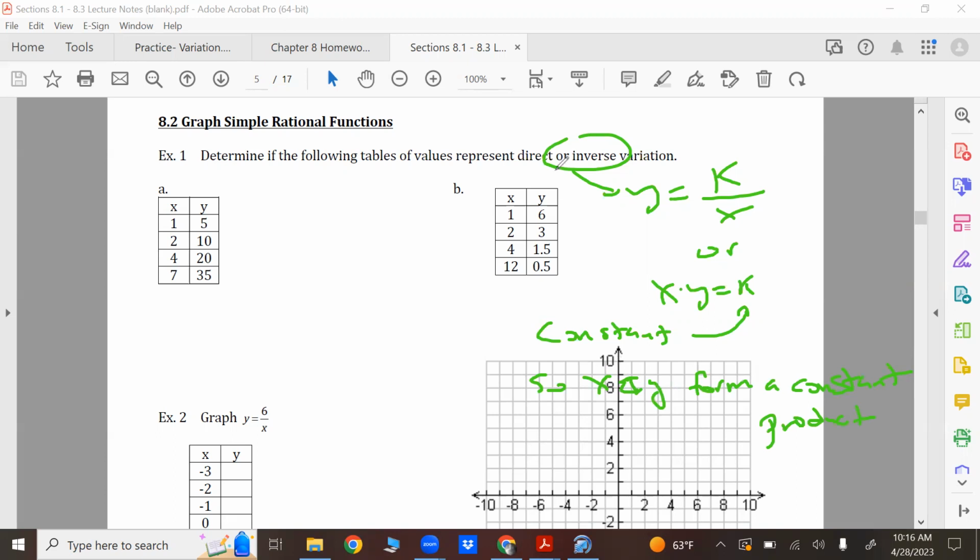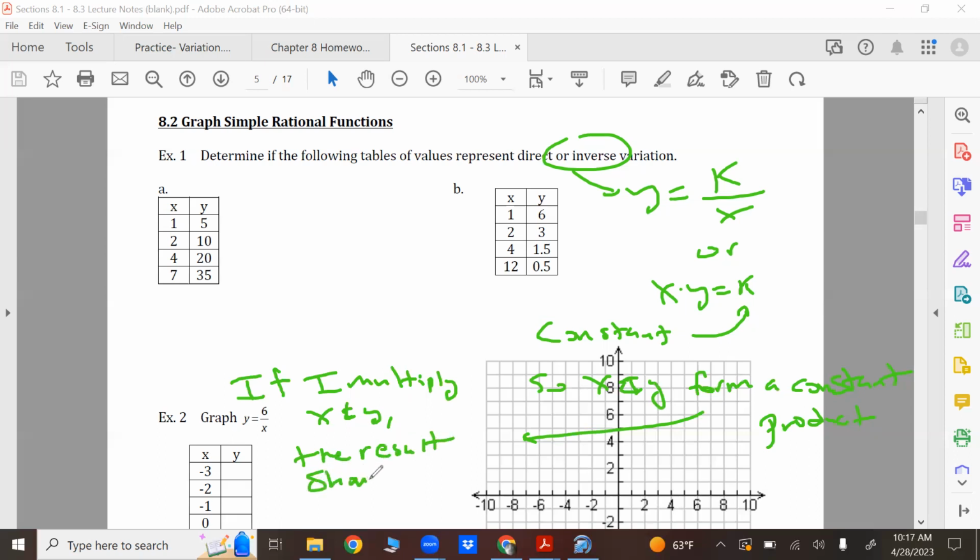So what this means, if I multiply x and y, the result should always be the same. And notice that's just the opposite of division. Instead of dividing, we're multiplying. Hence the name inverse. Should always be the same.